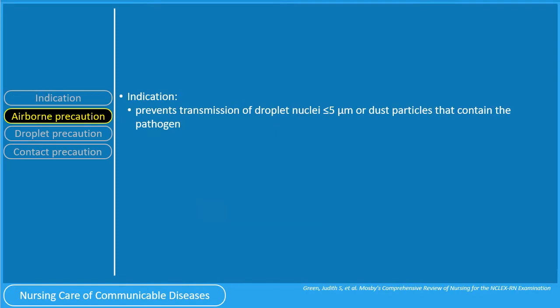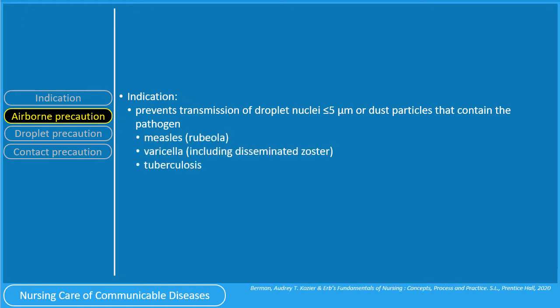Airborne precaution prevents transmission of droplet nuclei measuring less than or equal to 5 micrometers or dust particles that contain the pathogen. These nuclei and particles remain suspended in the air for an extended period. Examples of patients where airborne precaution is used are patients with measles or rubella, varicella including disseminated zoster, and tuberculosis.